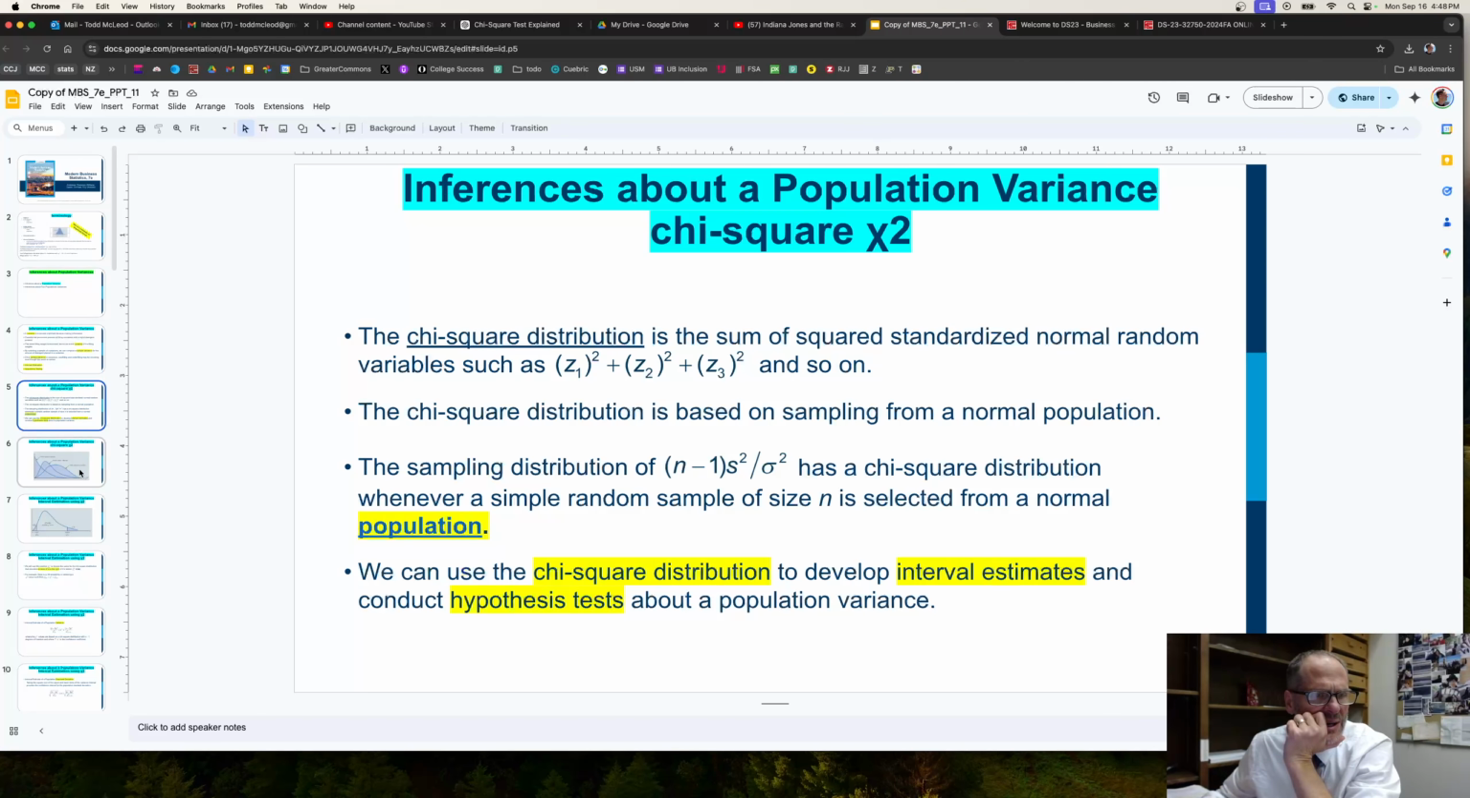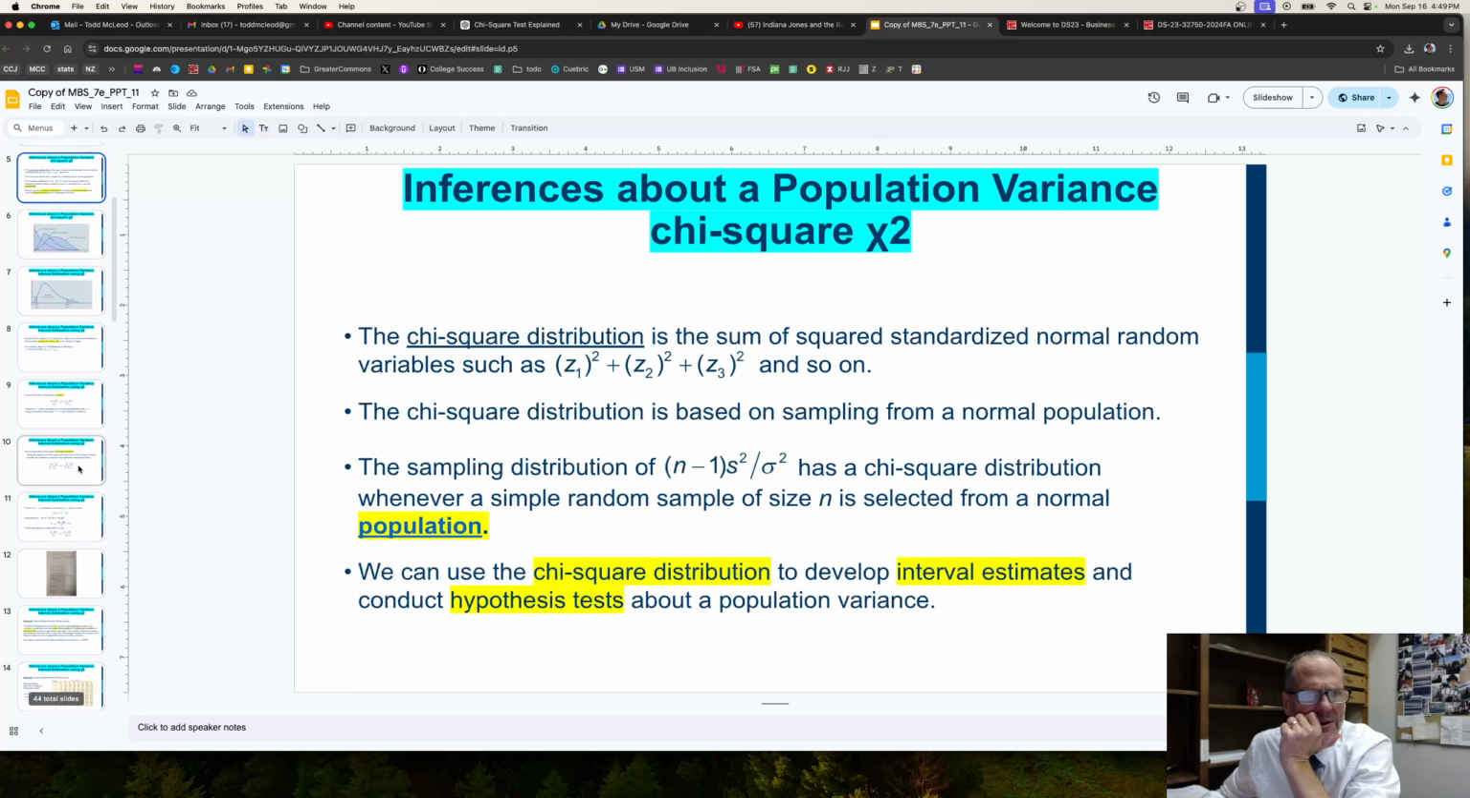So to learn about chi-square, it is the sum of squared standardized normal random variables such as z. The chi-square distribution is based on sampling from a normal population. The sampling distribution of n minus 1 times the sample variance divided by the population variance has a chi-square distribution whenever a simple random sample of size n is selected from a normal population. We can use the chi-square distribution to develop interval estimates and conduct hypothesis tests about a population variance.